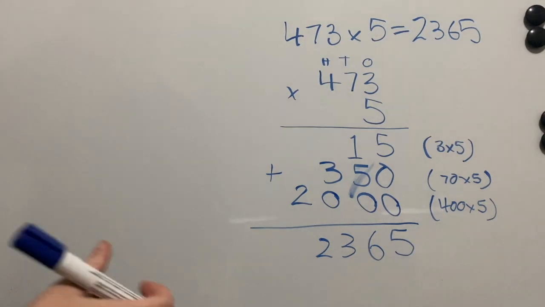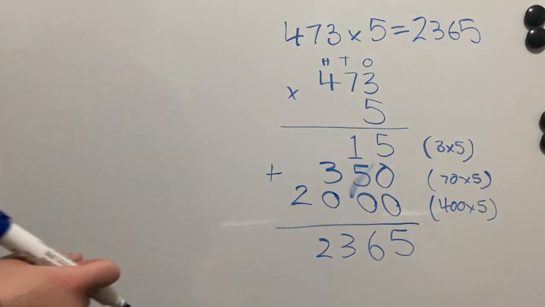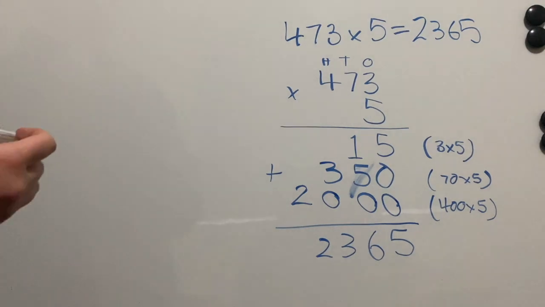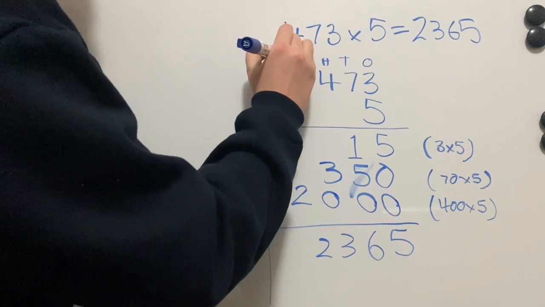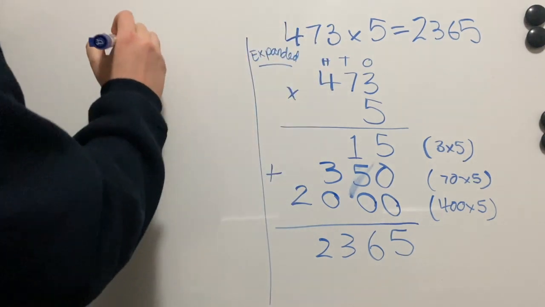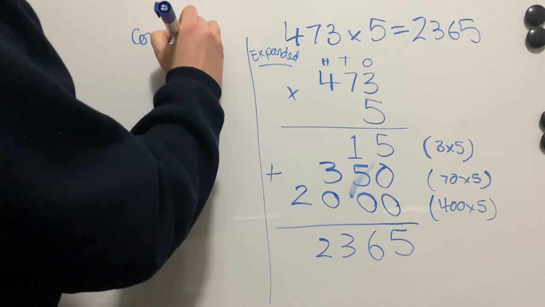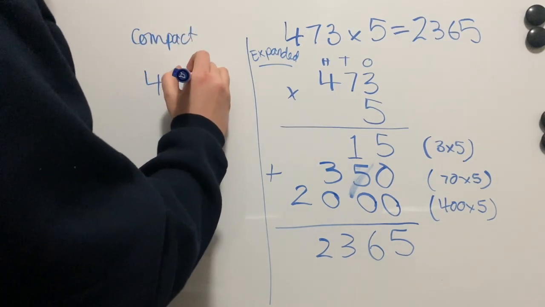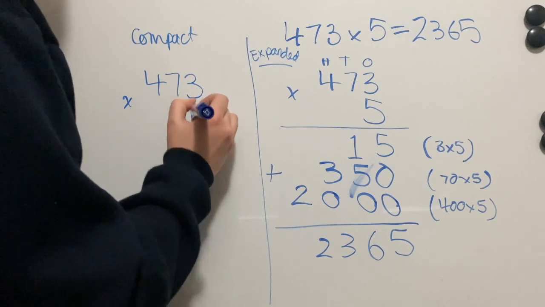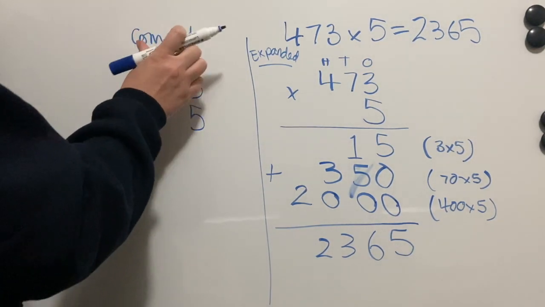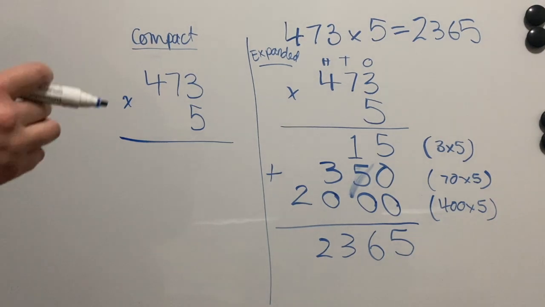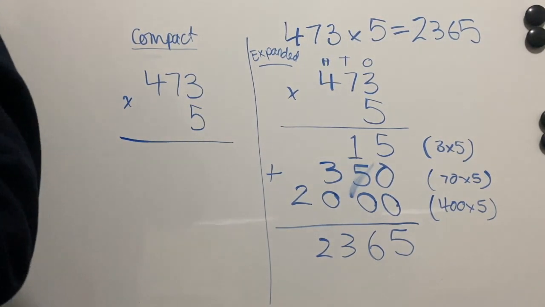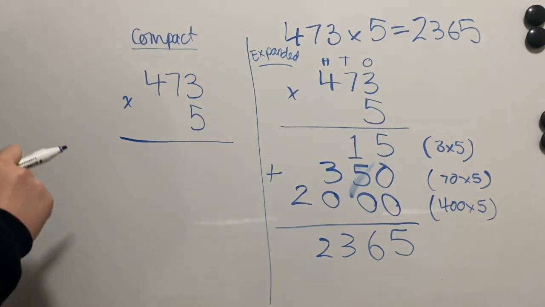Now, let's use the compact method to see if I've got that correct. The compact method is set out exactly the same as the vertical method. We start with our biggest number on the top and the 1-digit number that we are multiplying with underneath. My first step is the same, 3 times 5, okay?